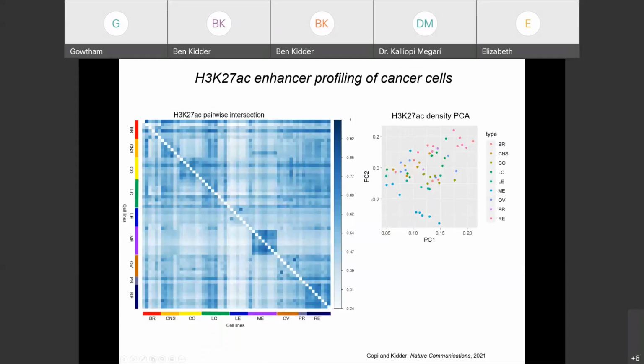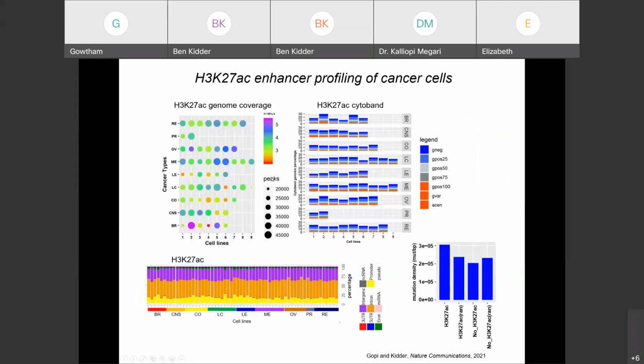We also looked at the patterning of H3K27 acetylation, which essentially is a proxy for active enhancers. And if we look at the overall pairwise intersection between these different cancer cell lines, we can see there's a significant overlap of the melanoma cancer cell lines and also some renal cancer cell lines. I'm not going to necessarily go into this as much.